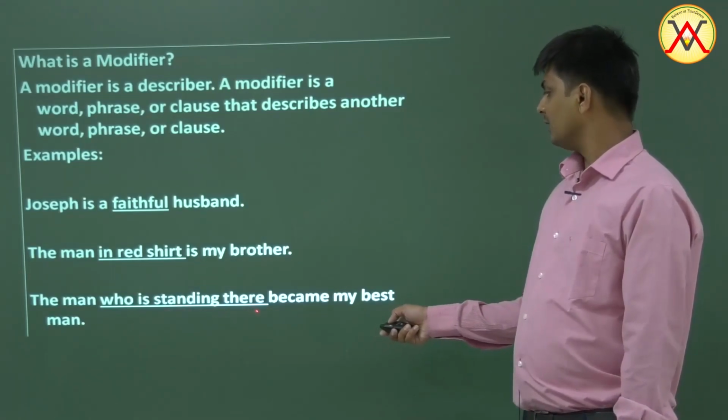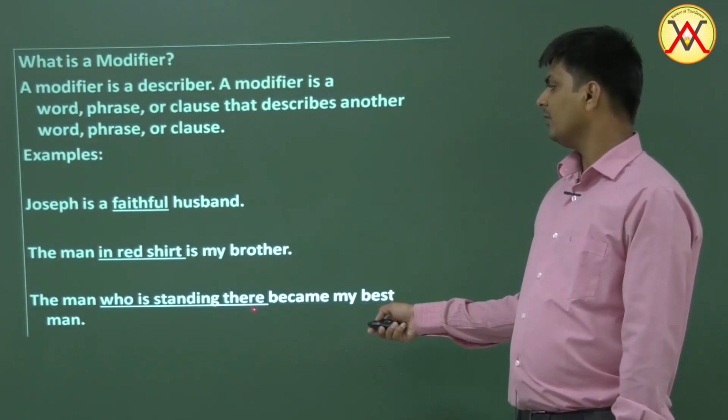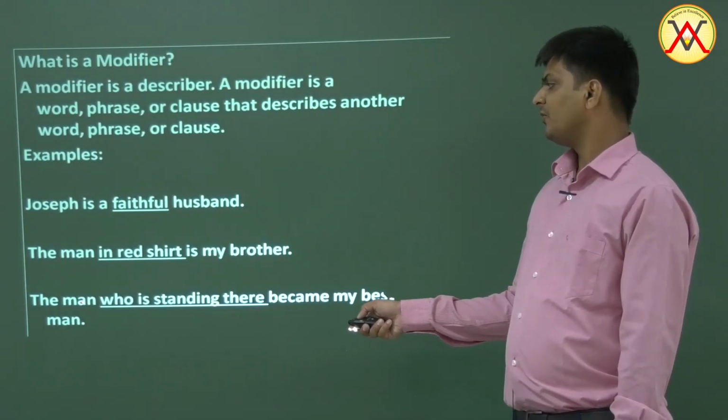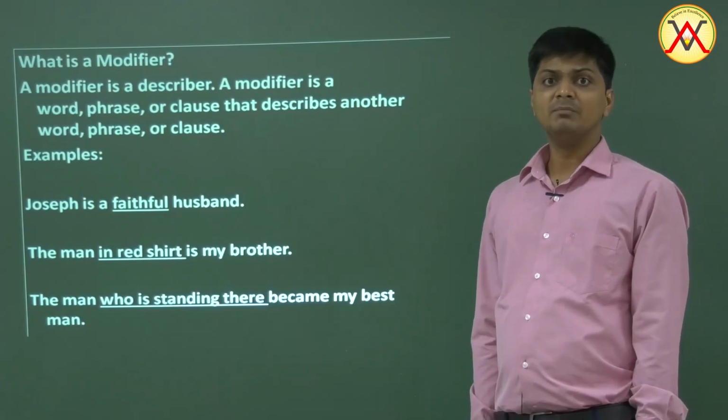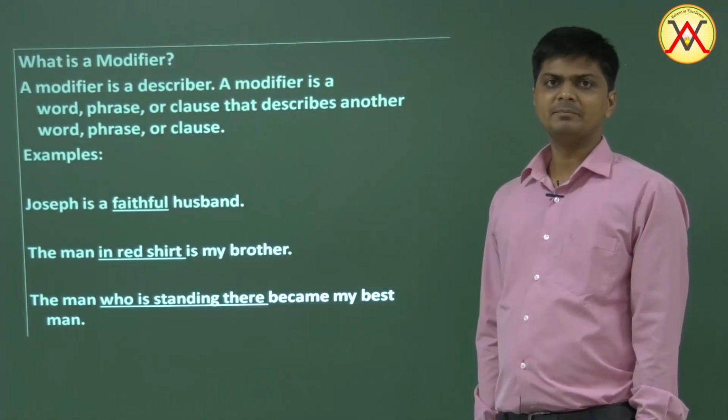The man who is standing there became my best man. Here, who is standing there is the modifier. It is describing the man. Which man? The man who is standing there became my best man.